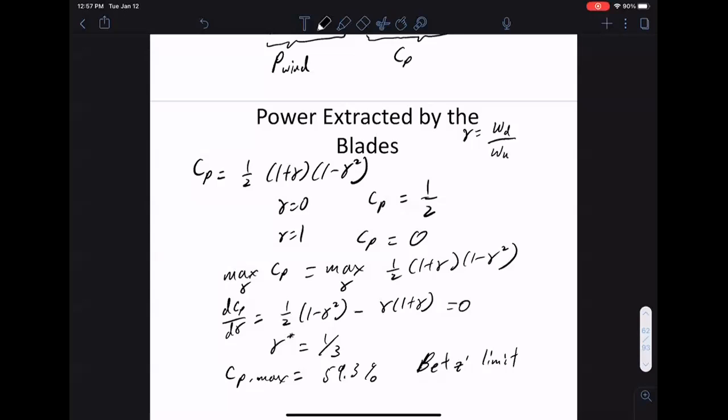Does the star mean the limit or the maximum value? Star means the maximum value. So this is the maximizing gamma, right? So the limit is this 59.3%. A star means the maximizer of the CP.